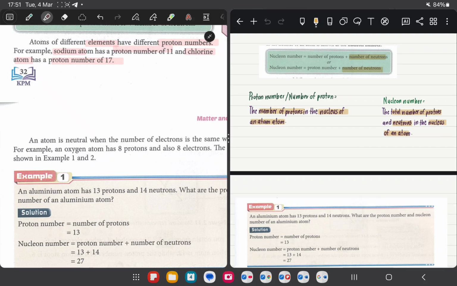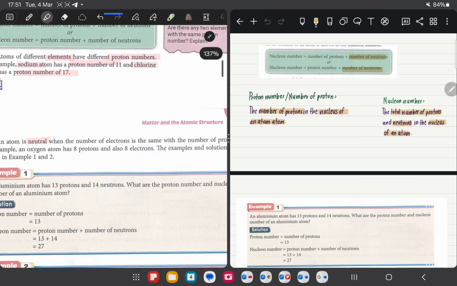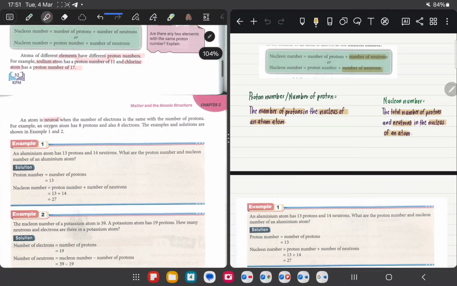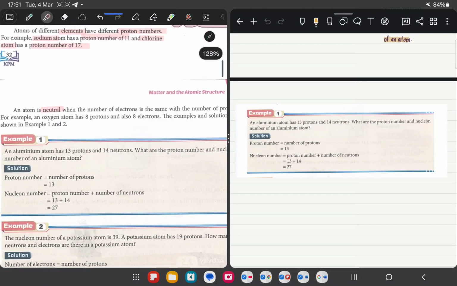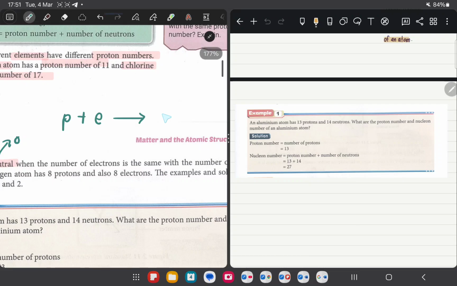Now, I mentioned this word earlier. An atom is neutral. What they're trying to say with neutral is the number of electrons is the same as the number of protons. Please underline this statement: an atom is neutral when the number of electrons is the same as the number of protons. Whenever they say it is an atom, if they have 13 protons, that means they have 13 electrons, because they are the same, they are neutral. Neutral means zero, meaning you add your proton and electron, because only proton and electron have charge, neutron doesn't have charge, so you must get zero.